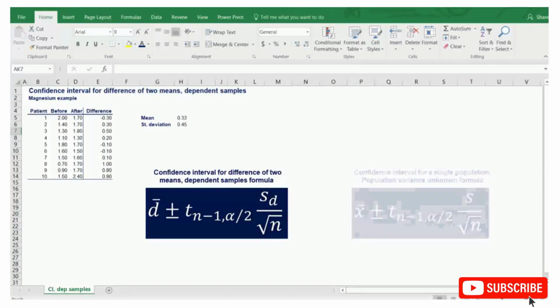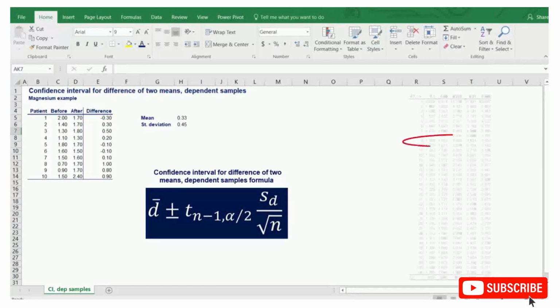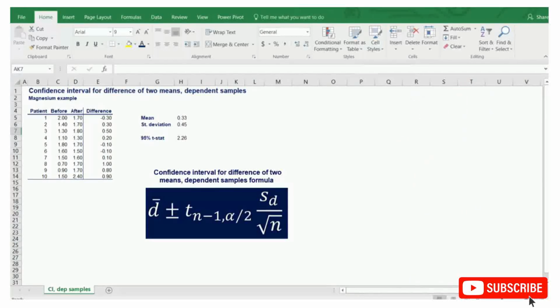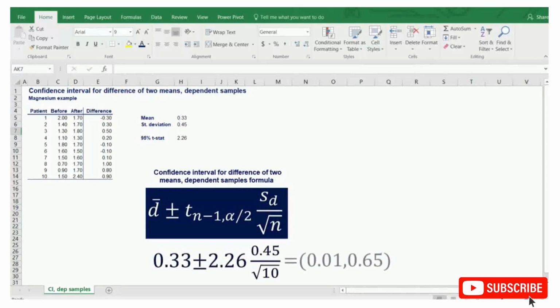Let's choose a level of confidence and plug in the numbers. As we have said many times, 95% confidence is one of the most common levels, and so we will use it here as well. The t statistic with 9 degrees of freedom for a 95% confidence interval is 2.26. Now, we have everything we need and we can calculate the confidence interval. It lies in the range between 0.01 and 0.65.